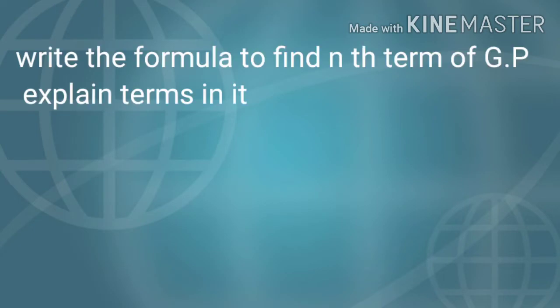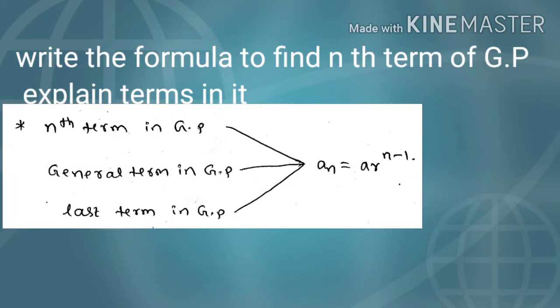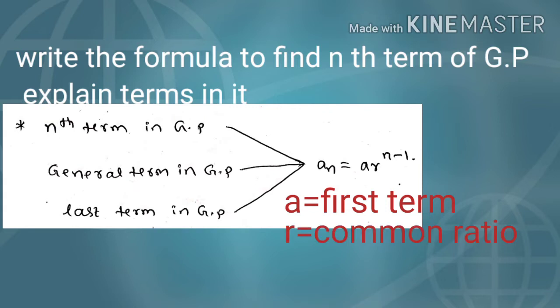Write the formula to find out the nth term of GP. Explain the terms in it. Here is the formula: an is equal to a r power (n minus 1). Here a is equal to the first term, r is equal to the common ratio, and n is equal to the number of terms. First term, common ratio and number of terms. Okay. I will explain some more questions for you.